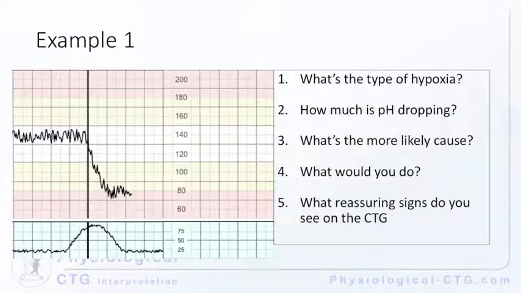Now, what is the type of hypoxia? How much is the pH dropping? What do you think is the more likely cause or causes? What would you do? And what reassuring signs do you see on this CTG?